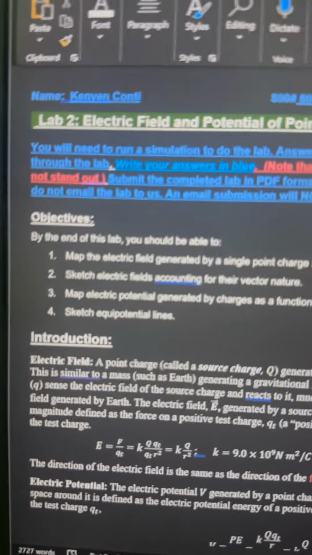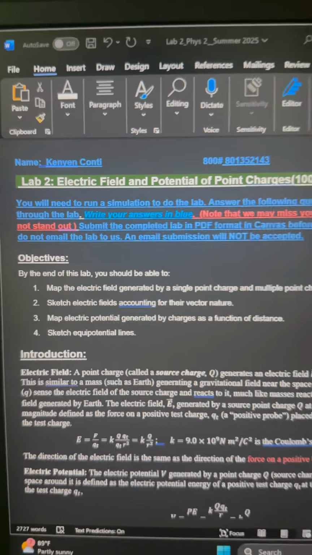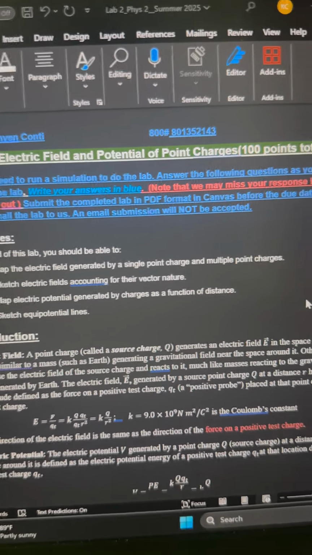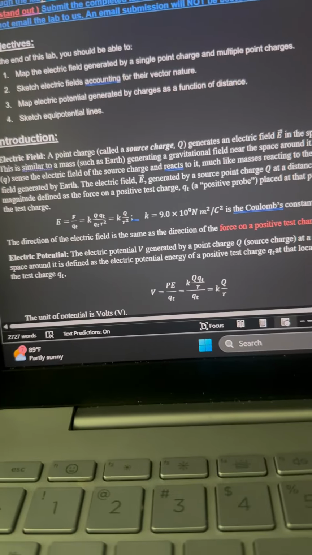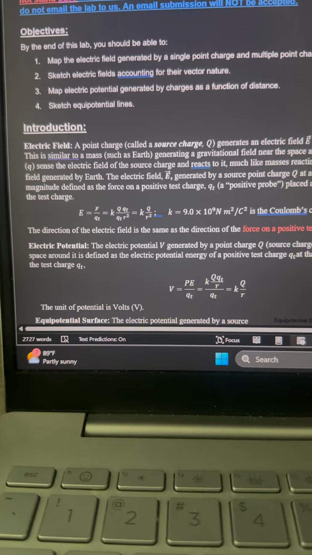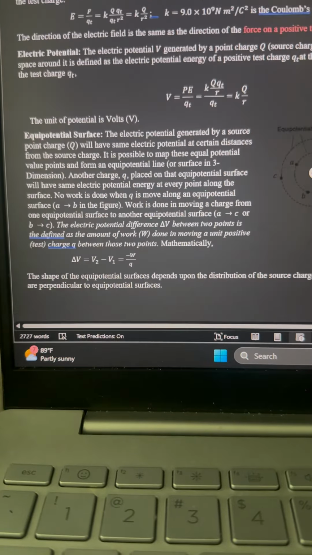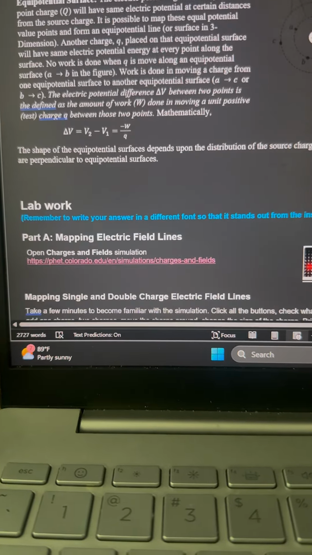Hey, this is Kenyon Conti, and this is my Lab 2 on electric field and potential of point charges. The things that this lab was about were electric potential, electric field, and equipotential surfaces.